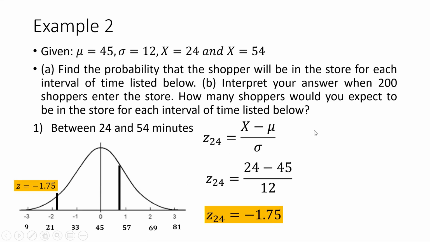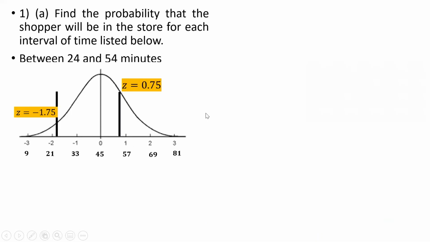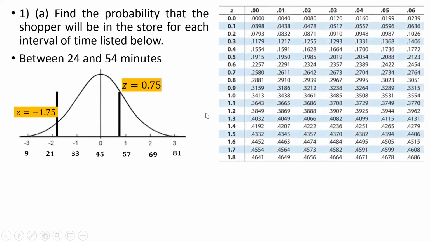Now for x equals 54, so our x is 54 minus 45 over 12. Computing this, the z of x equals 54 is 0.75. So the location of x equals 54 in the standard normal curve is at 0.75. Using the standard normal distribution table, we're going to identify the corresponding area of negative 1.75 and 0.75.